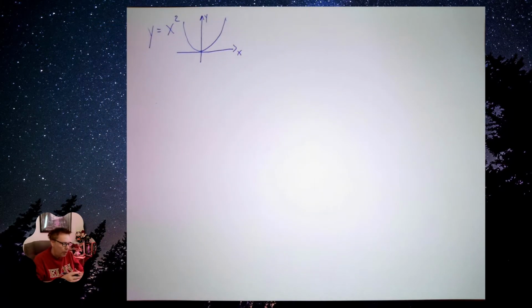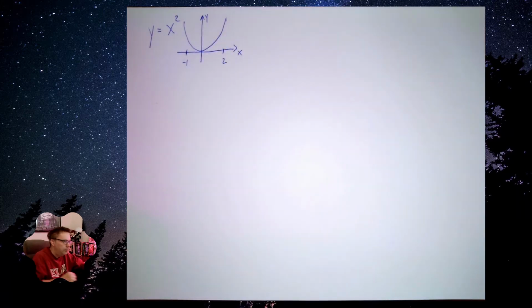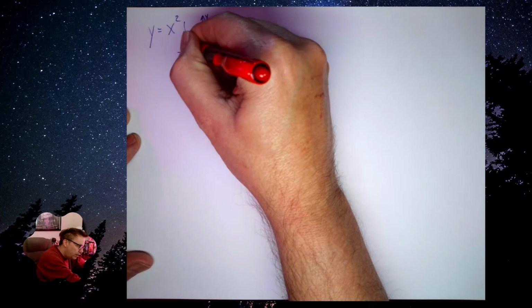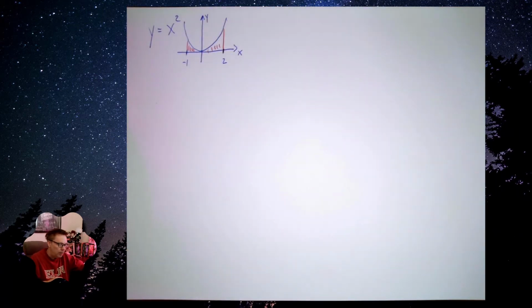Now in this particular curve, I can choose any 2 points that I want to figure out the area between. So for instance, let's choose -1 and 2. This is not going to be to scale. So I want to compute specifically this area right here, the area between y equals x squared and the x-axis.